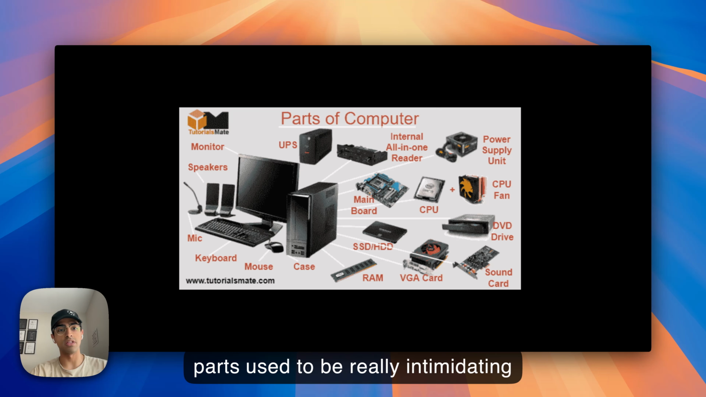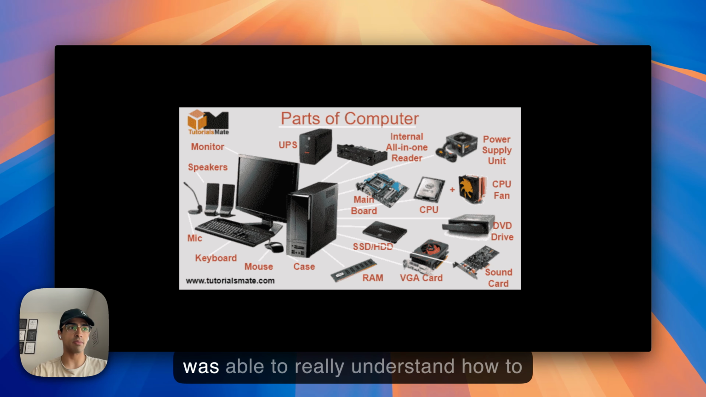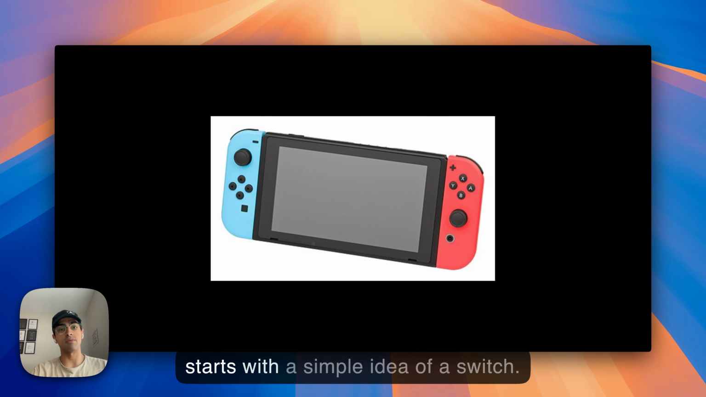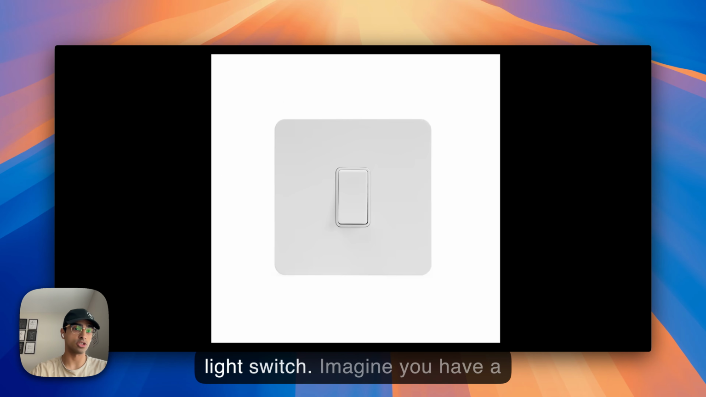Most of these parts used to be really intimidating, like the CPU, RAM, GPU. But once I had a deep understanding of them, I was able to really understand how to write good software and how exactly everything worked. And it really just starts with a simple idea of a switch. No, not that switch, but this switch, a light switch.